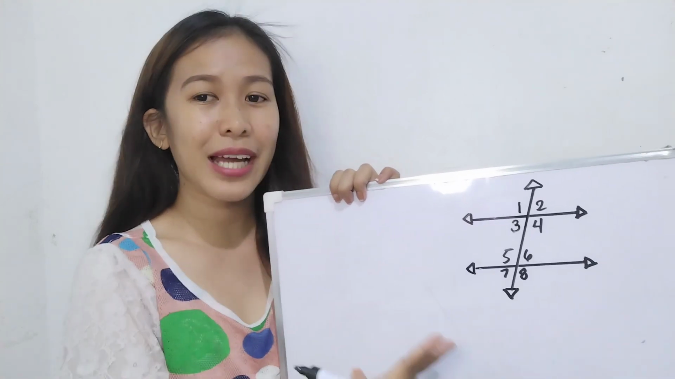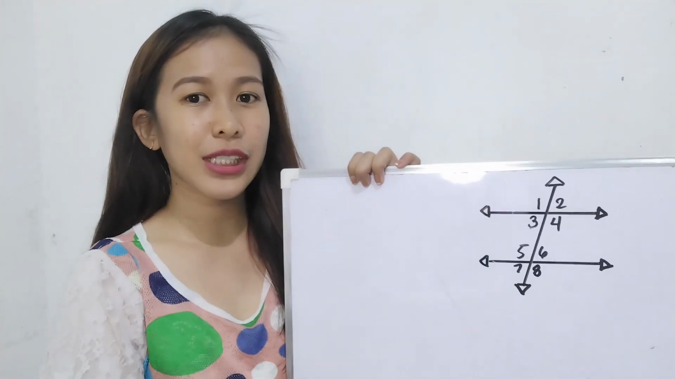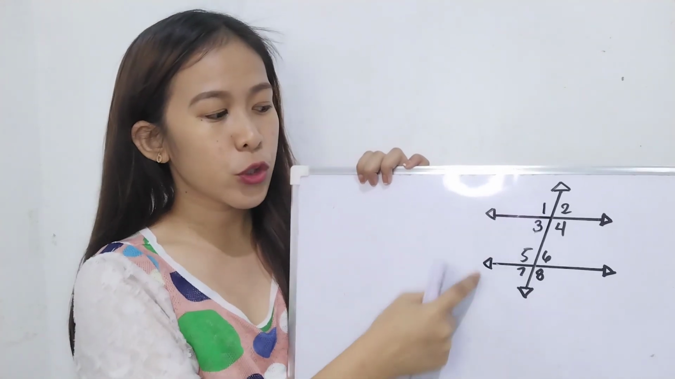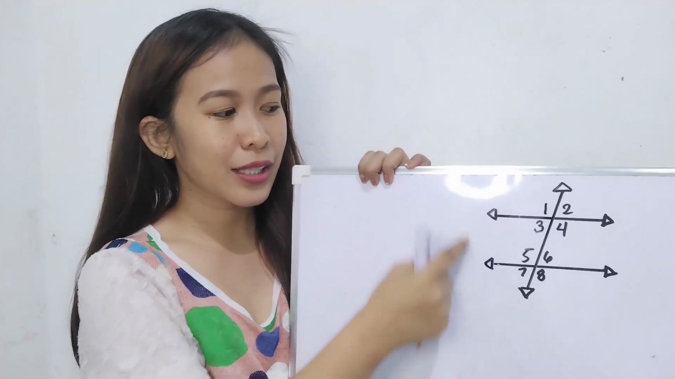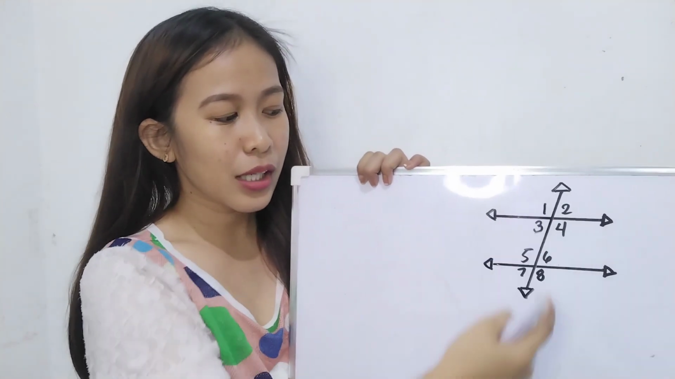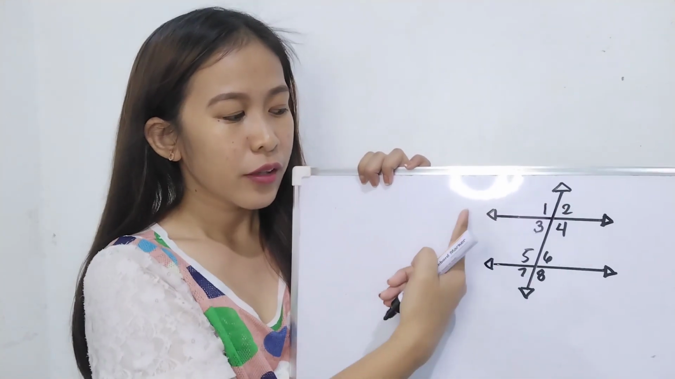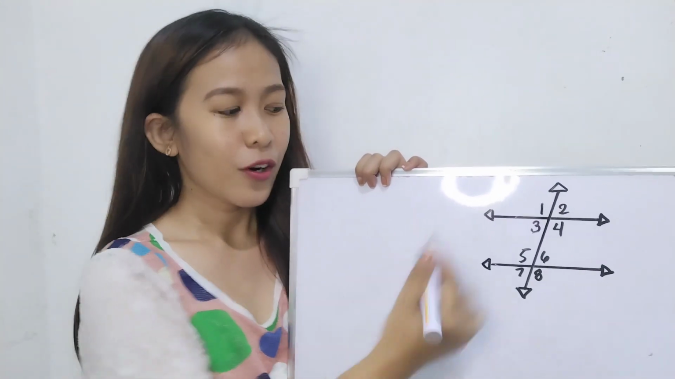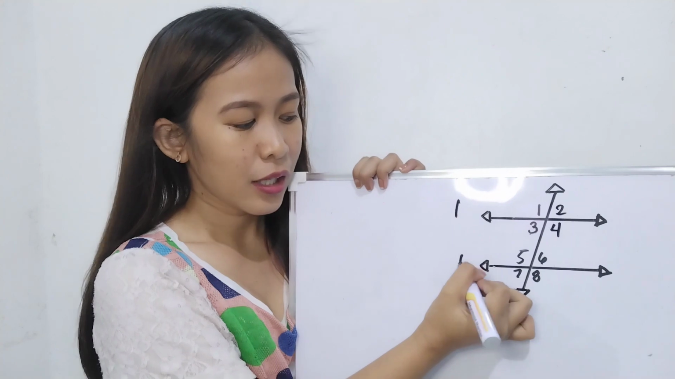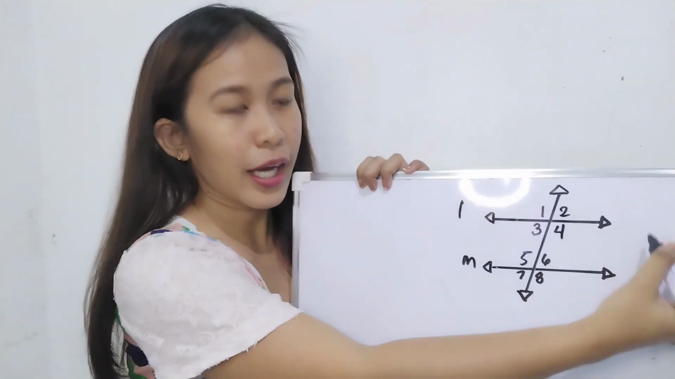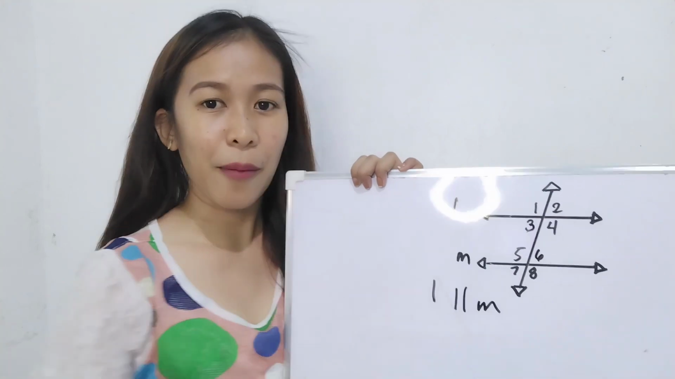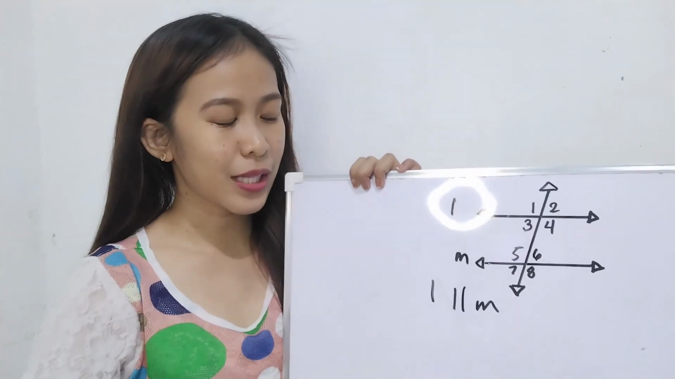And through these parallel lines cut by a transversal line, we can actually prove the parallelism of these two segments, right? Dahil meron silang parallel transversal in here, therefore, this line is parallel to this line. Or let's say this is line L, this is line M. Then, line L is parallel to line M. Diba? As simple as that.